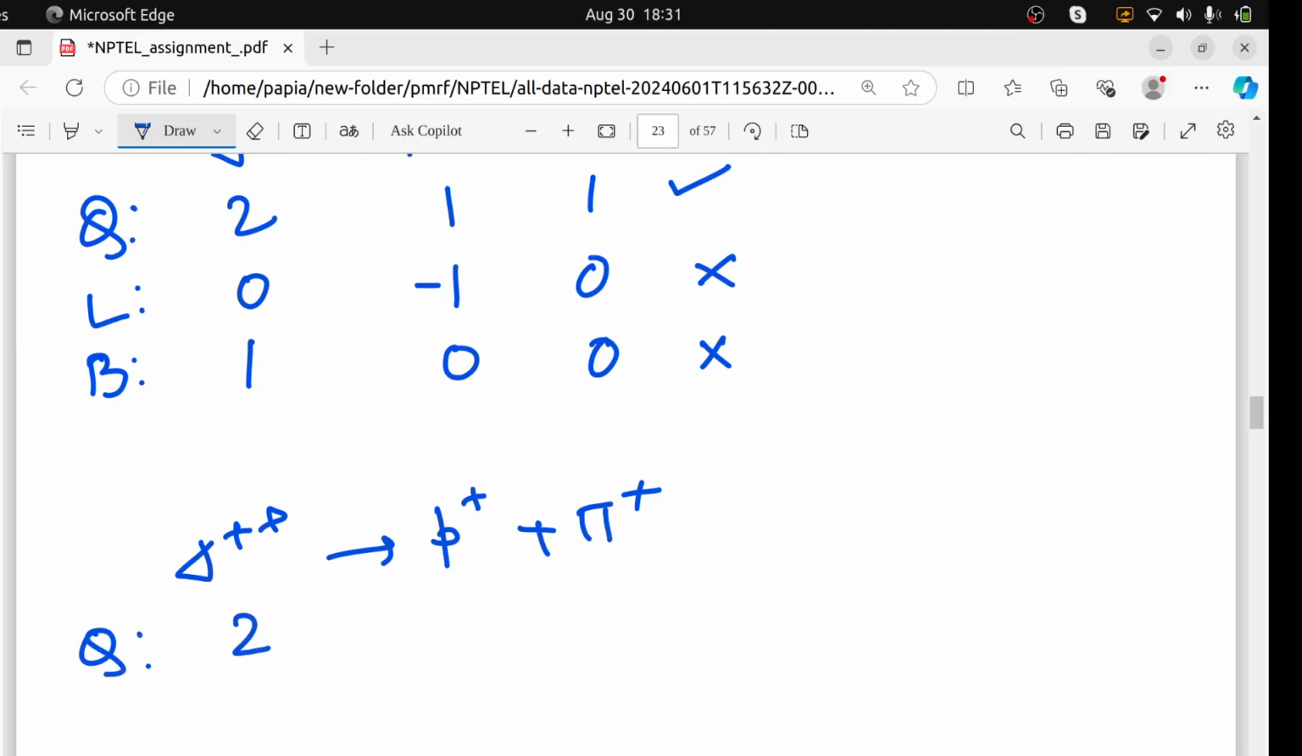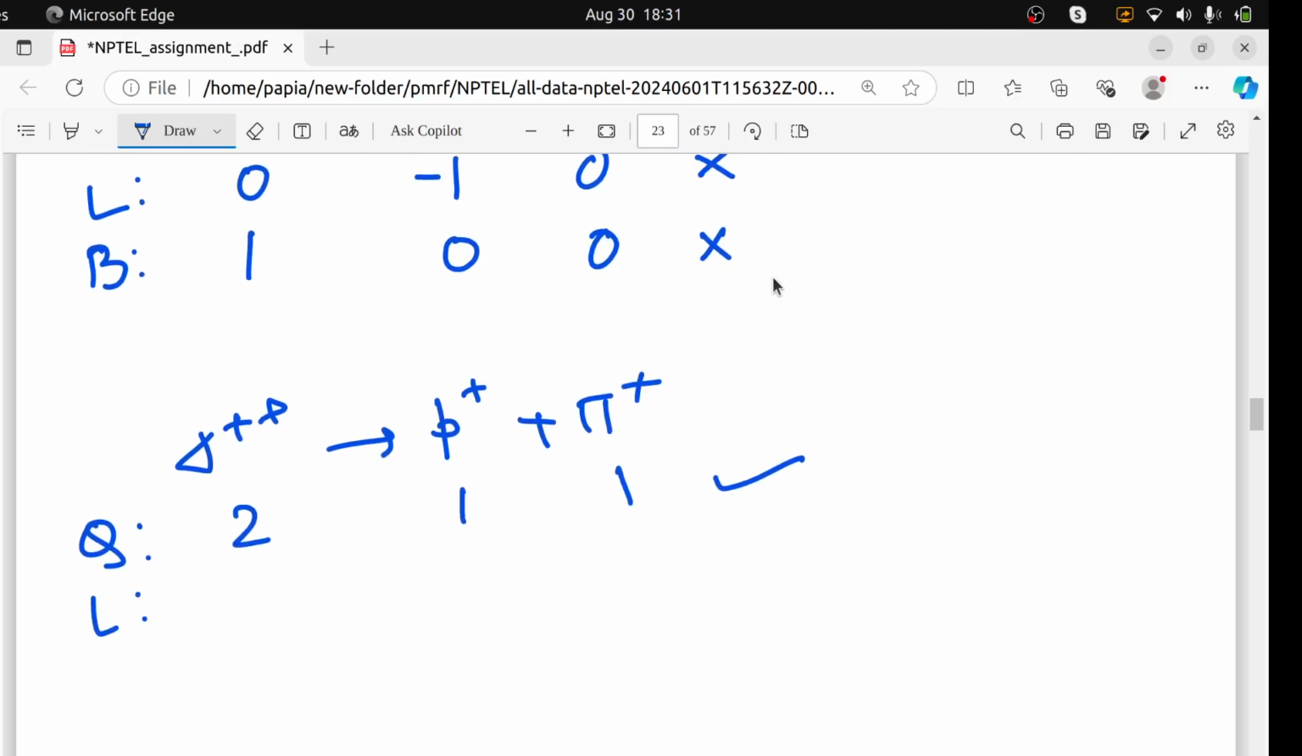Charge 2, 1, 1. Fine. L: none of them are lepton, right? Fine. Baryon: this is baryon, this is also baryon because this is proton, this is not baryon. That is also fine. So for Q, L, B, these three are satisfied.